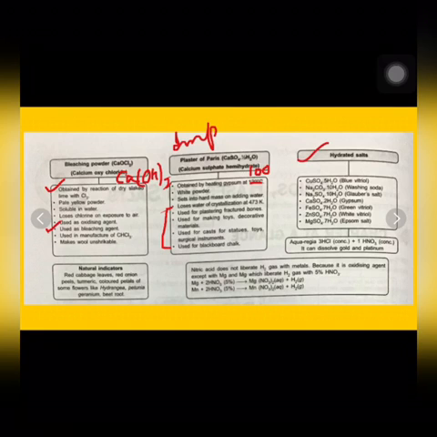Now let us talk about the hydrated salts. Before that, we should know about water of crystallization. Water of crystallization is basically the water associated with the crystal of any salt, and hydrated salts are the salts containing water of crystallization, which is this 5H2O, 10H2O, 2H2O. Any salt which contains them is called a hydrated salt. And when they lose this water of crystallization, they become anhydrous salts.